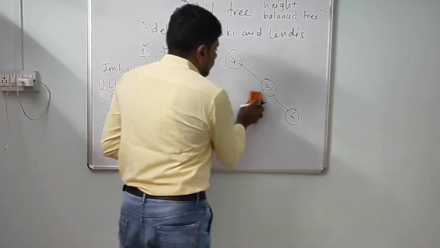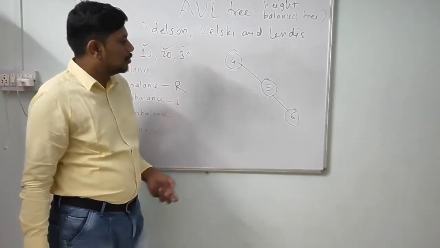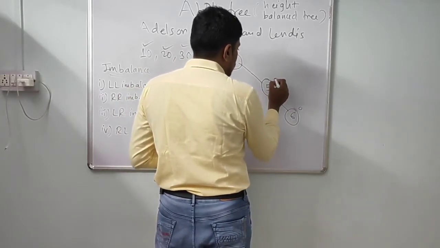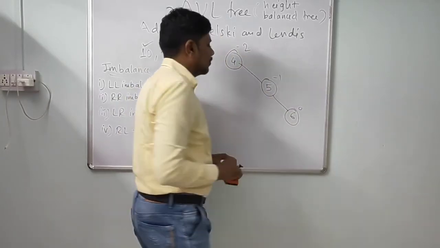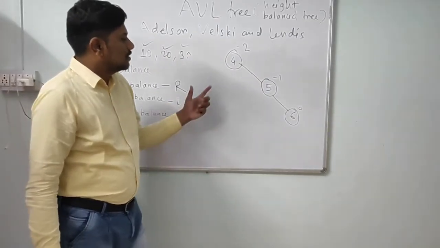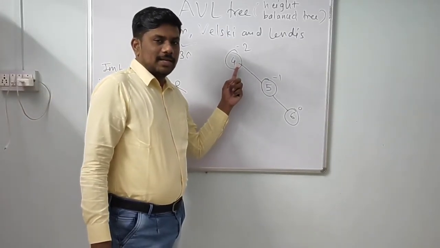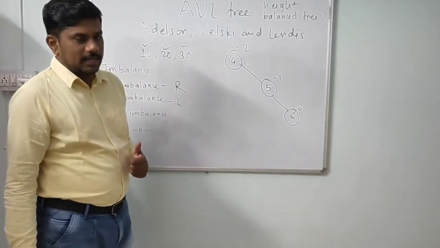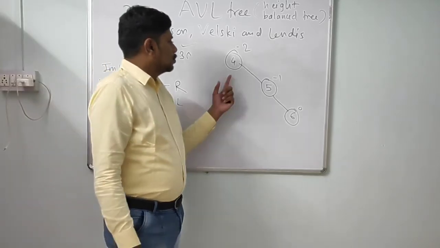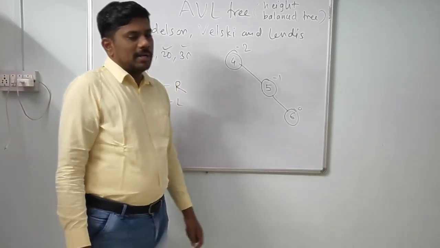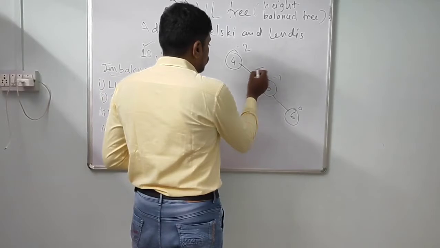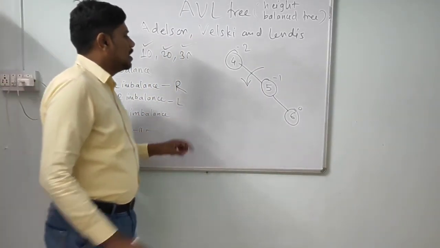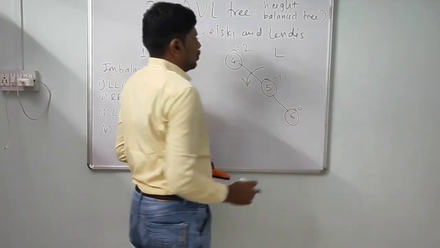And just check which imbalance you got now. See, just check the balance factor of each node. 0 here, -1, and here -2. So see, here there is imbalance. This node is violating the balance factor property. So now you got a right imbalance. So which rotation should you do? In case of RR imbalance, you should perform left rotation.